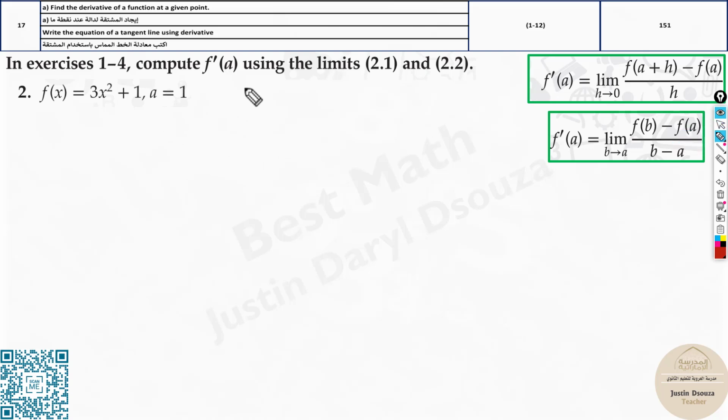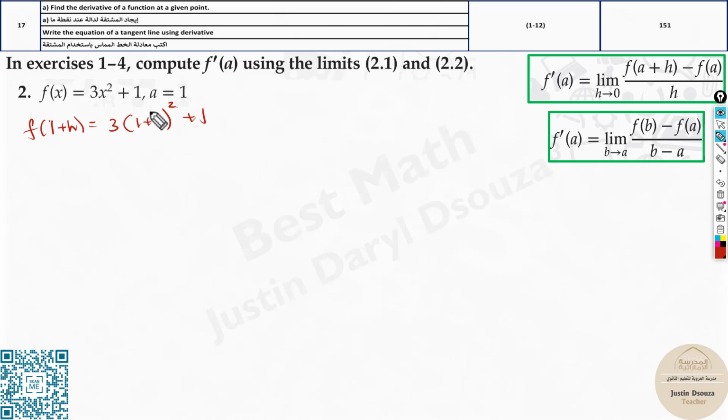I'll quickly try to solve this one. Now, I'm not going to write the formula again. It's over here. You need to write it in your exams. I'll do for both of these. So first one, f of, here a value is again 1 plus h, will be 3 into, now instead of x, we have 1 plus h squared plus 1.